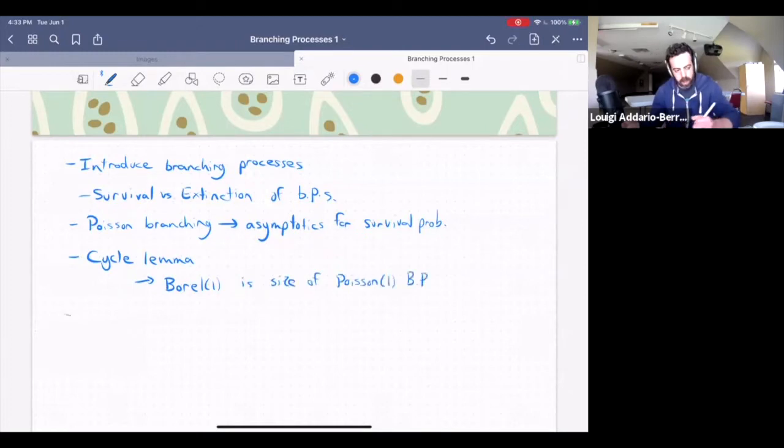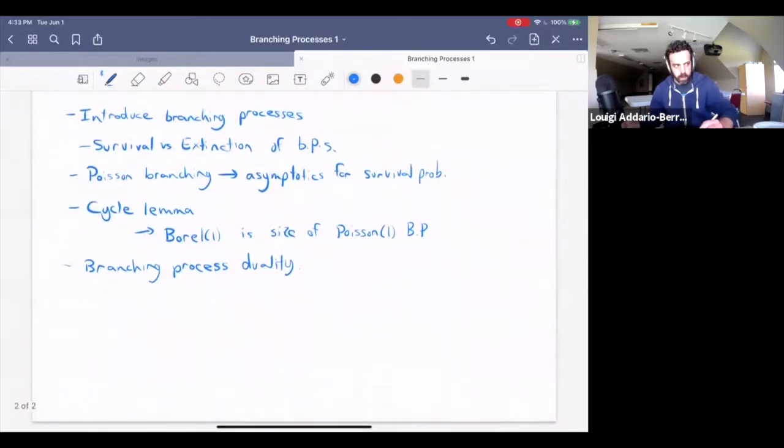And then we'll also talk about branching process duality, which is what happens when you condition. It relates supercritical and subcritical branching processes, let's just say. So that's where we're headed for today. Let me get started.